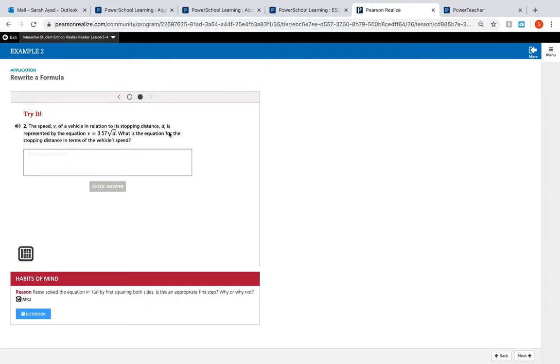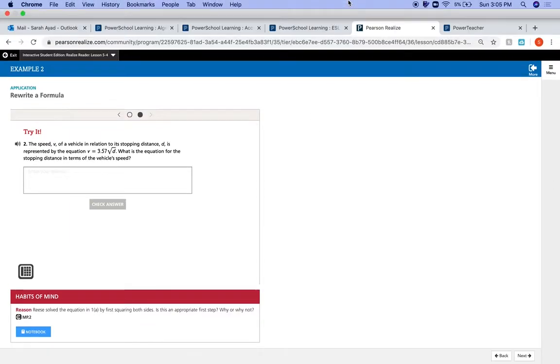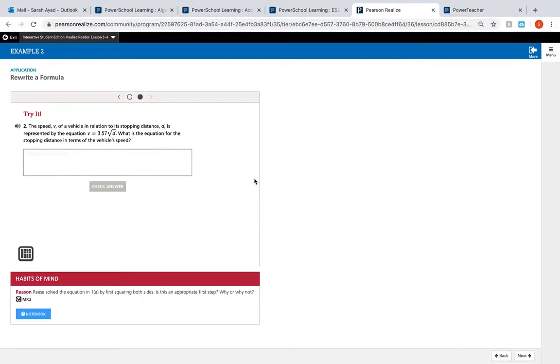All right, so it's saying, what is the equation for stopping distance in terms of the vehicle's speed? Okay, so in other words, it wants us to rewrite the equation so that it is d equals, because d is the stopping distance, and in terms of the speed v. So I basically want to solve for d here, just so I could get it as a function of speed.